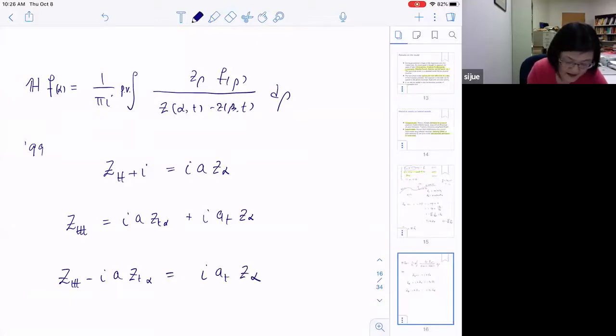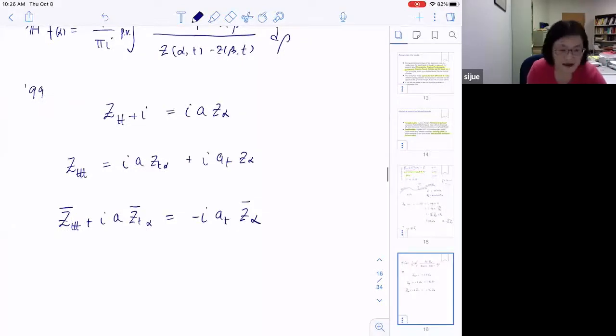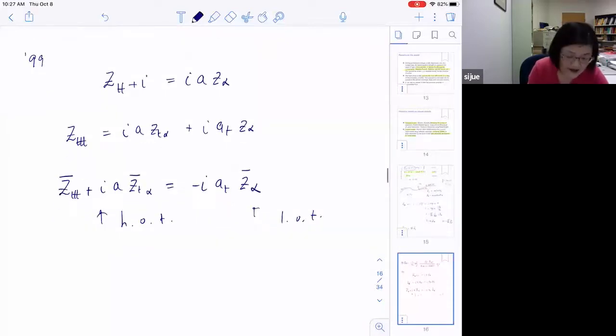So why is this true? Let me put a bar on all the terms, and A is real valued. The left hand side is higher order terms, and the right hand side is a lower order term. Roughly you can think of it as follows: the left hand side is two material derivatives, because we are in Lagrangian coordinates. So this is a material derivative plus iA ∂_α acting on the velocity field on the boundary.